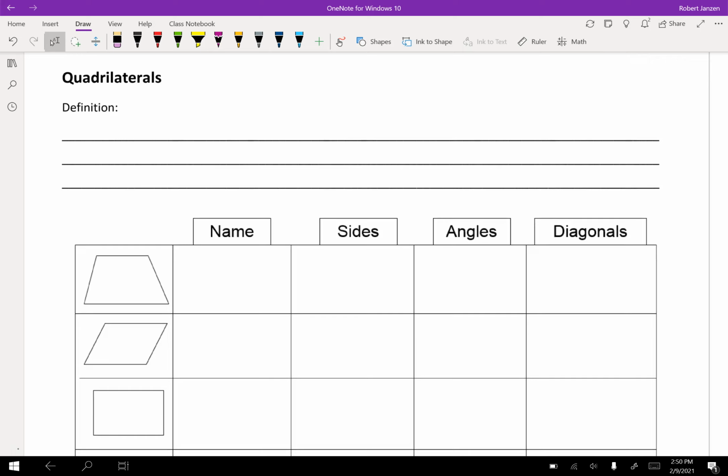Let's classify the quadrilaterals now. This is a little bit more complicated. A quadrilateral, what is it? It's a closed figure. A closed figure just means it doesn't have an opening. Like this would be an open figure. Closed just means that there's no place that's not connected. So it's a closed, four-sided, 2D figure.